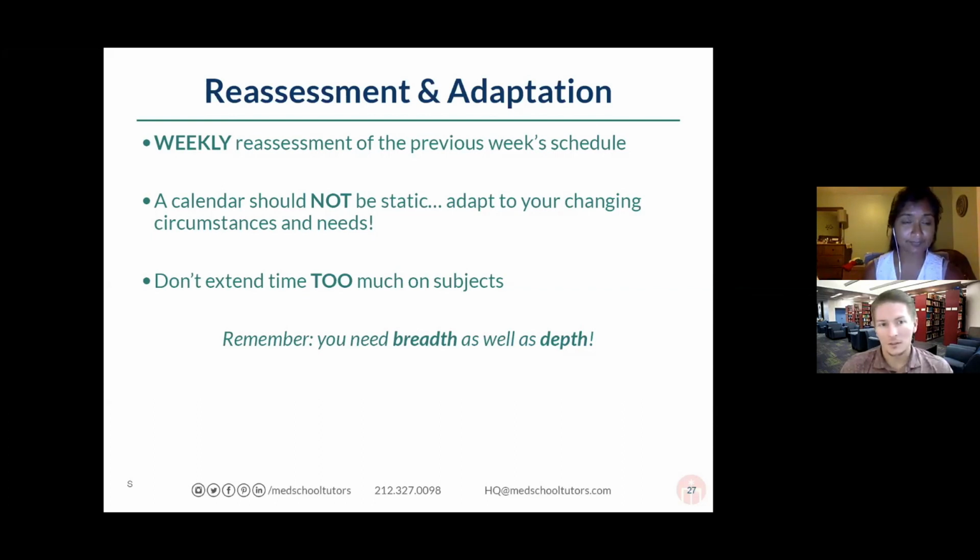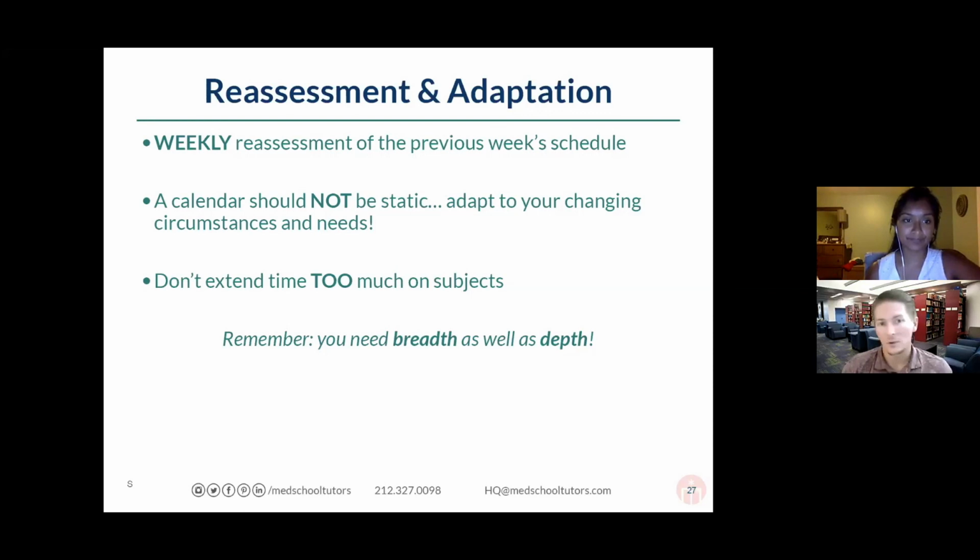try not to get lost in focusing on one subject too much. It's tempting to just say, well, I'm going to focus on cardio till I understand it. And now it's 10 days later and I'm still working on cardio. That is not sustainable, and that's not going to allow you to accomplish your goals in a timely manner. So make sure you step away every once in a while and ask, am I going a little too far in terms of my emphasis on this particular subject?